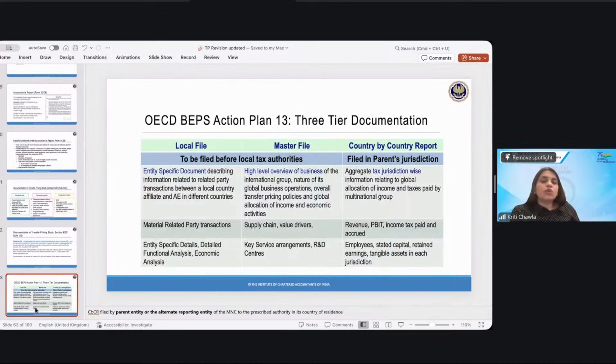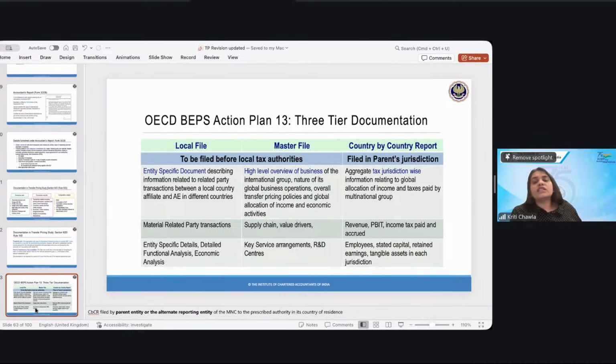So now the local file is like an entity specific document. It is going to describe information which is related to related party transaction between a local country affiliate and AEs in different countries. So all material related party disclosures will go in the local file. These could be entity specific details or detailed functional analysis, economic analysis.